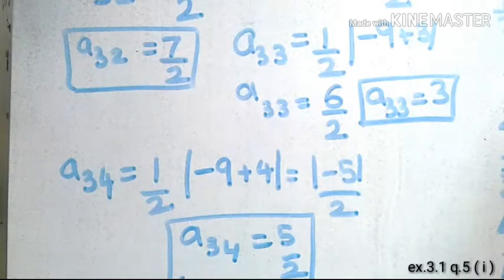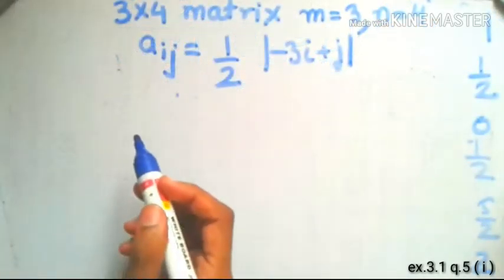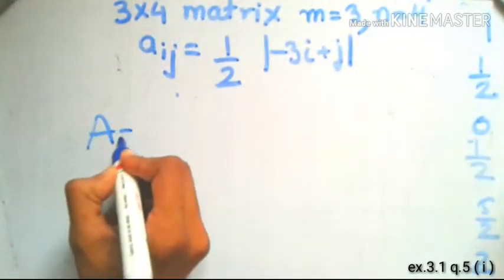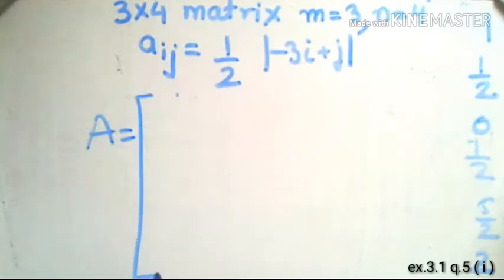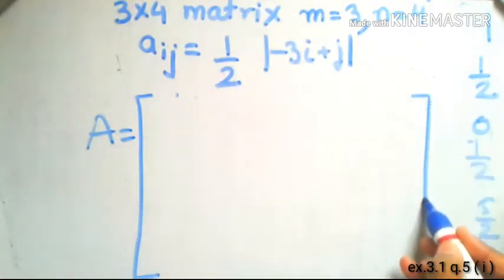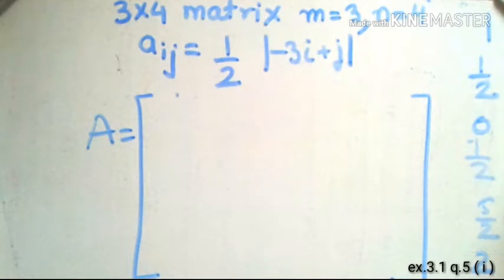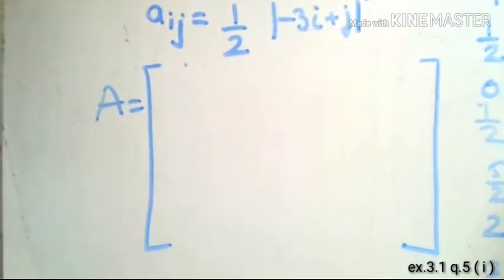Let's write it neatly in the form of a matrix. Now let's construct the matrix. It's going to be 3 by 4. Just give ample space between the two square brackets, so that the matrix elements have enough space and are not too crowded. So I'll write the order 3 by 4. Let's start filling in the elements.